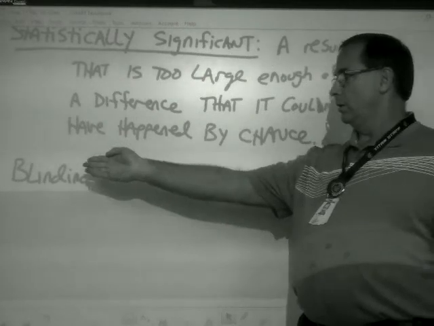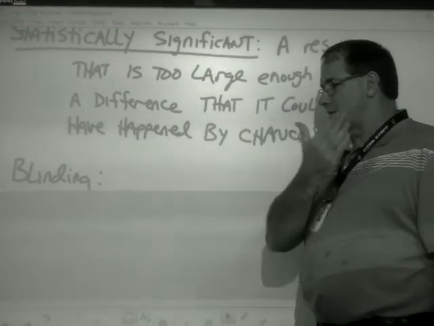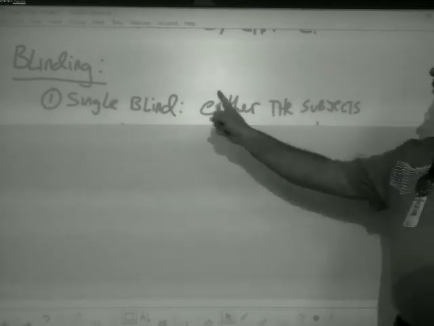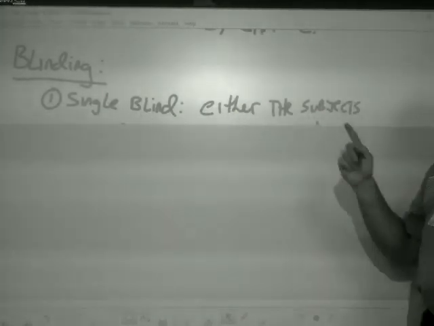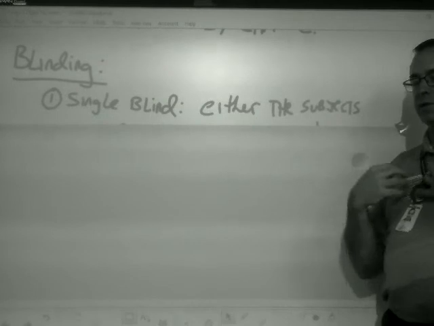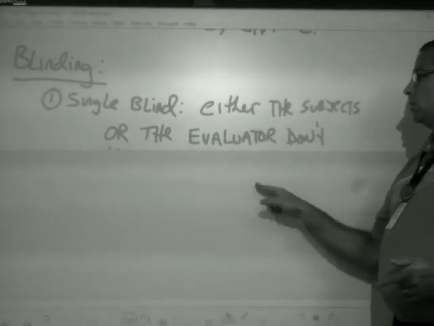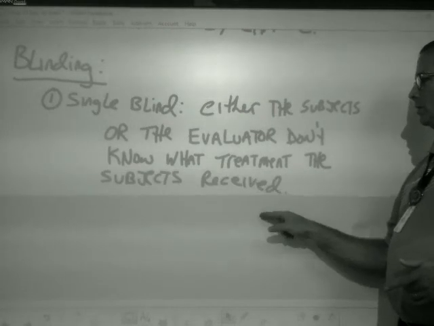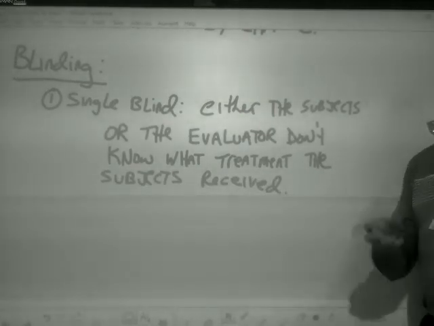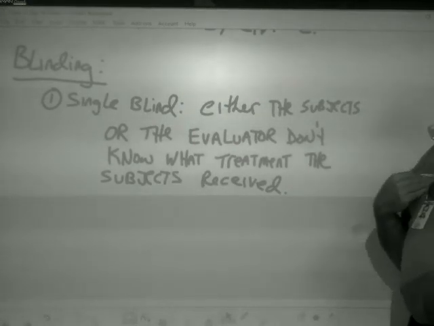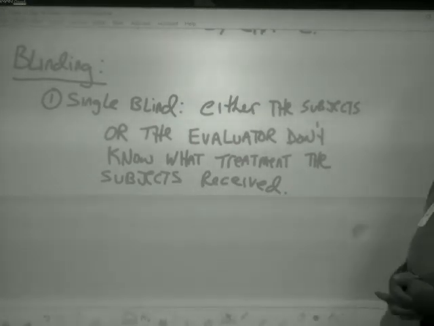Blinding. If you think about blinding, you can't see what's going on. And in experiments, blinding has a couple different variations. Single blind. Either the subject, the person getting the treatment done to them, or the person evaluating them don't know what treatment the subjects receive. So, for example, if I'm taking a pill, I shouldn't know if I have the medicine that they're trying to study or some placebo.